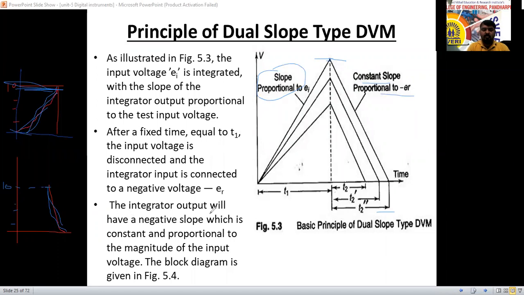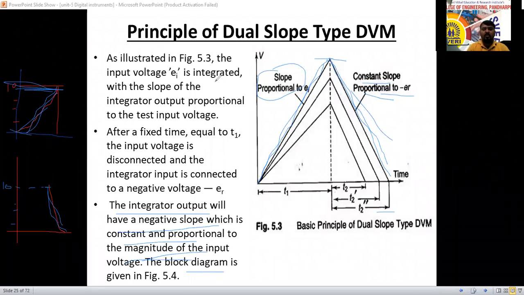So the integrator output will have a negative slope, which is constant and proportional to the magnitude of the input. It is also constant, and whatever this value is, it is equal to the input value. Yes or no? It is equal to the input value. As the input increased, the output also decreases at a constant rate. So they say it is constant and proportional to the magnitude of the input voltage. This block diagram is given in figure 4.